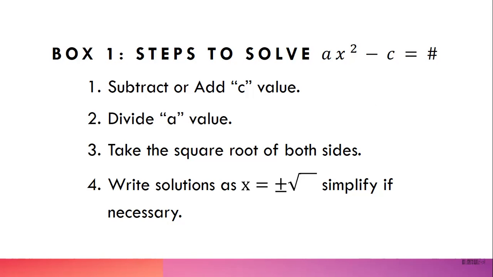Steps to solve. When you have a quadratic equation that looks like this, where you only have one term with a variable in it, these are the steps that you're going to follow to solve. Step 1, you're going to subtract or add your C value. Step 2 is you're going to divide by your A value. Step 3 is you're going to take the square root of both sides. Step 4 is where you simplify and write your solution as plus or minus the square root. These are the four steps that we follow for problems like this.